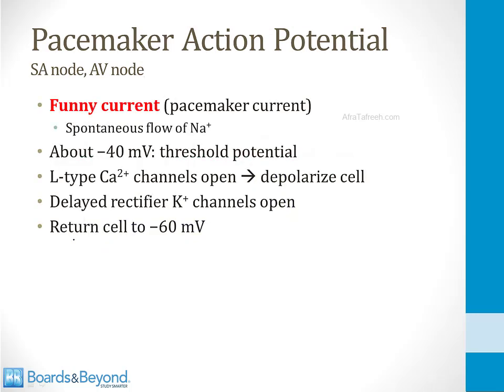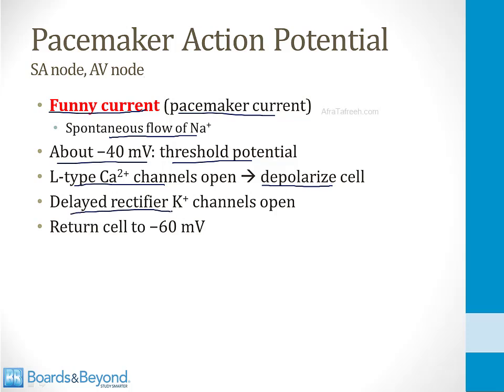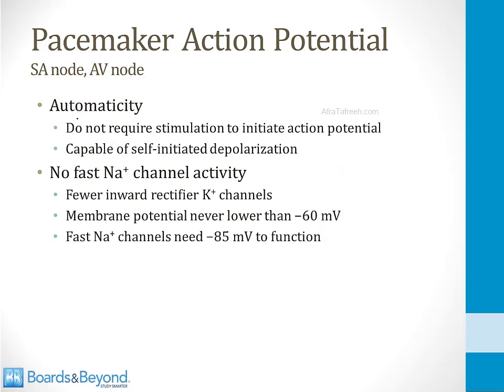On this slide, I've summarized the key points about the pacemaker action potential. These cells have what's known as a funny current or a pacemaker current. It is a spontaneous inward flow of sodium ions. This causes phase 4 of the action potential to have an upward slope. Once the cells reach about minus 40 millivolts, that's the threshold potential. L-type calcium channels open and depolarize the cell. When the membrane voltage becomes positive, those channels will close and delayed rectifier potassium channels will open. This will cause potassium to leak out of the cell and return the cell to its resting potential of about minus 60 millivolts. Some other features of these cells you should be aware of.